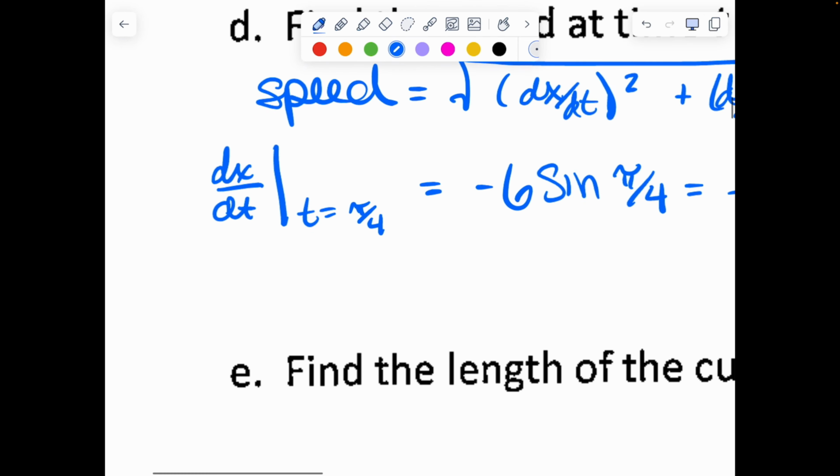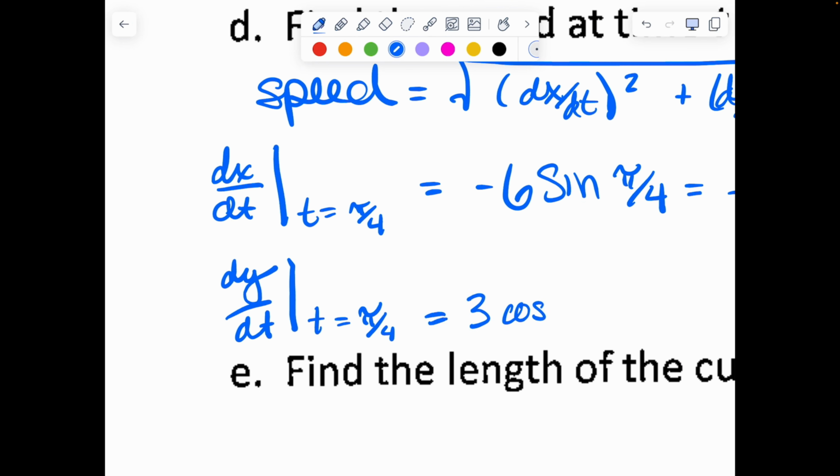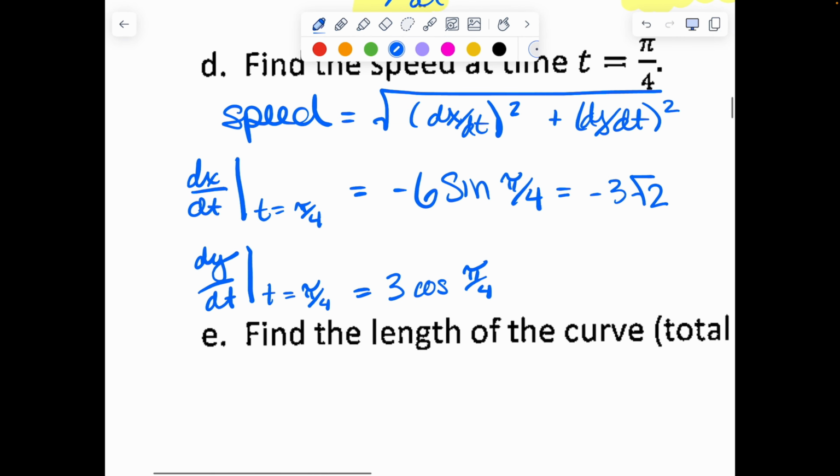Then the second one I'm doing, dy/dt, evaluated at time pi fourths. So dy/dt was 3 cosine of t, which was pi fourths. Cosine of pi fourths is square root of 2 over 2. So this one ends up being 3 root 2 over 2.